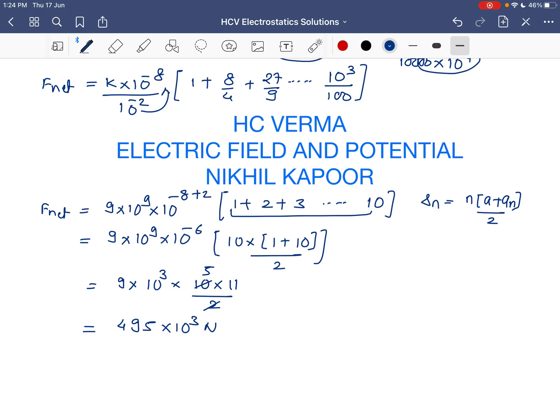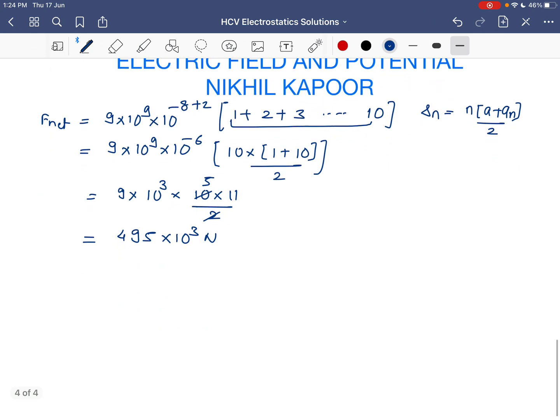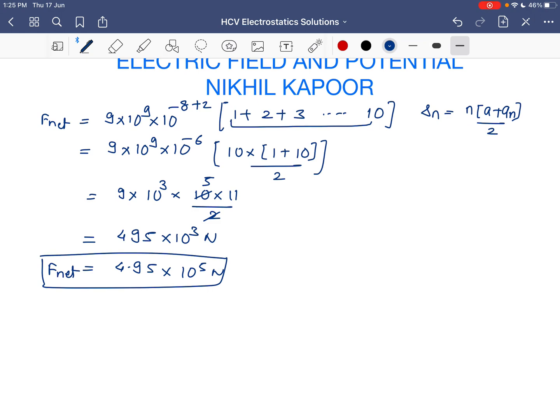Now on arranging, you will get the answer. The standard way of writing the answer is that the decimal point should be after a single non-zero digit. So 4.95 into 10 to the power 5 Newton, and that's the final answer to this question. Thank you.